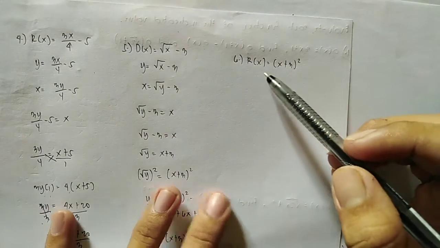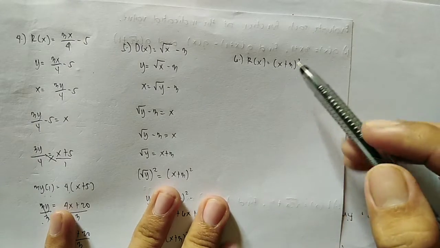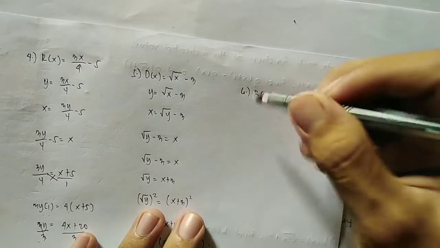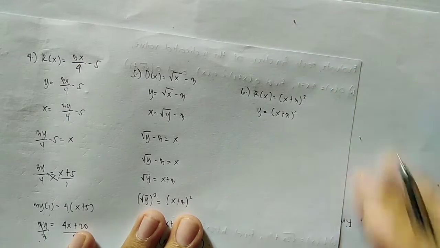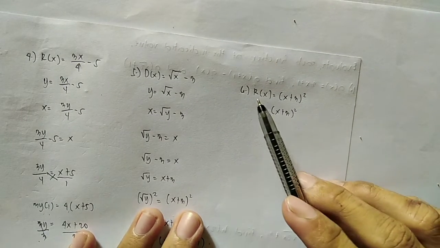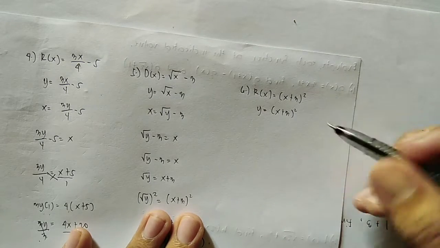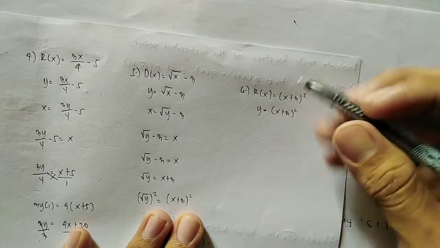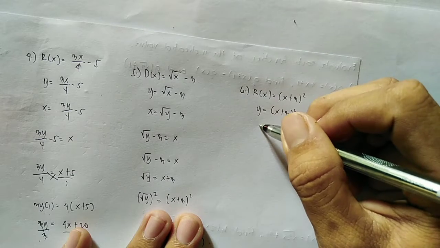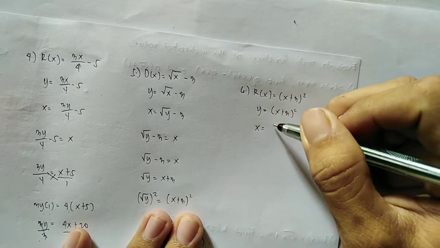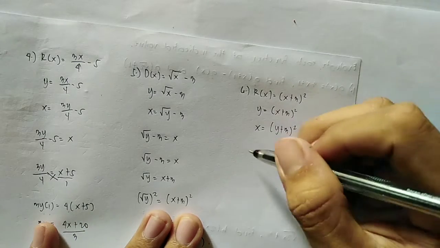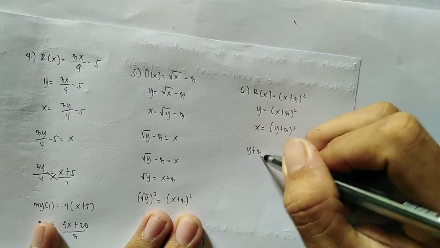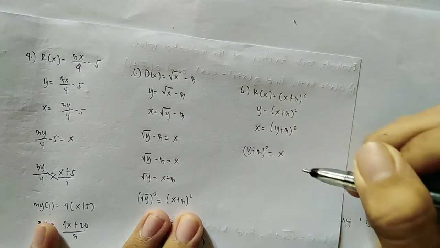Next, we have example number 6. We have the function r of x equals x plus 3 squared. So we have to make this y equals x plus 3 squared. That is the very first thing that you are going to do: express the function notation in terms of y. The next thing is to interchange y and x. So y becomes x and x becomes y. Then express the function in terms of y. That is y plus 3 squared is equal to x.